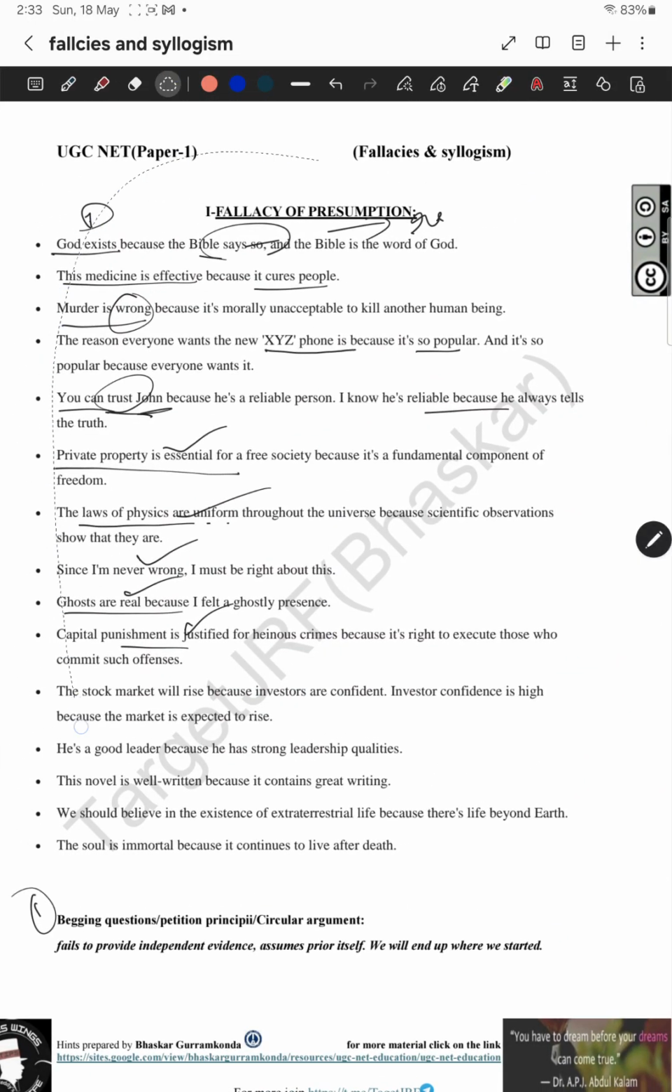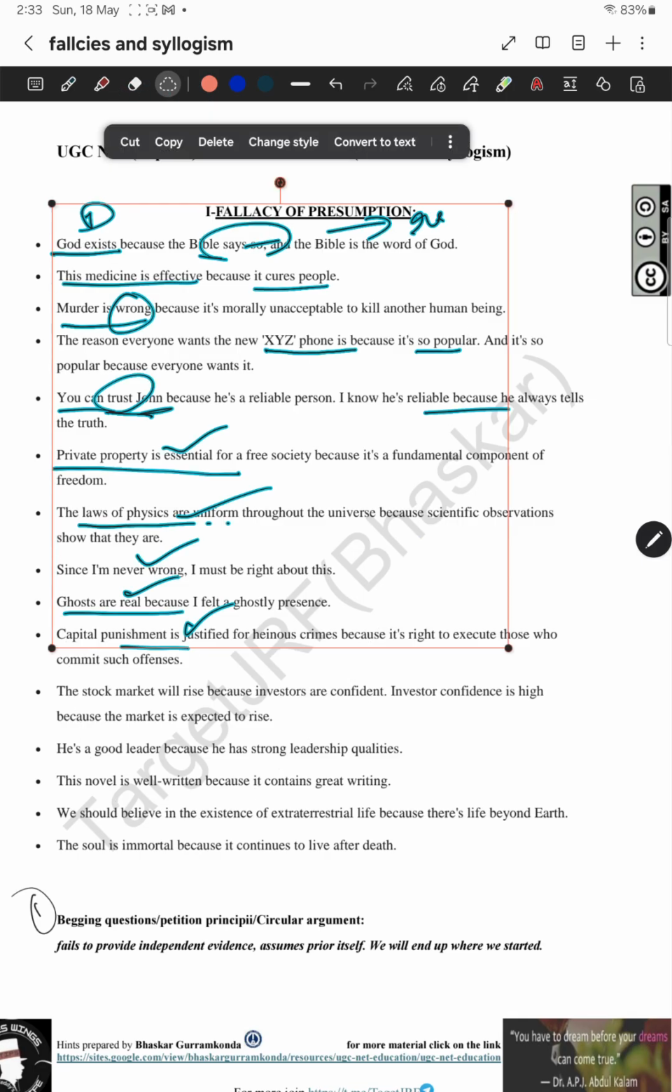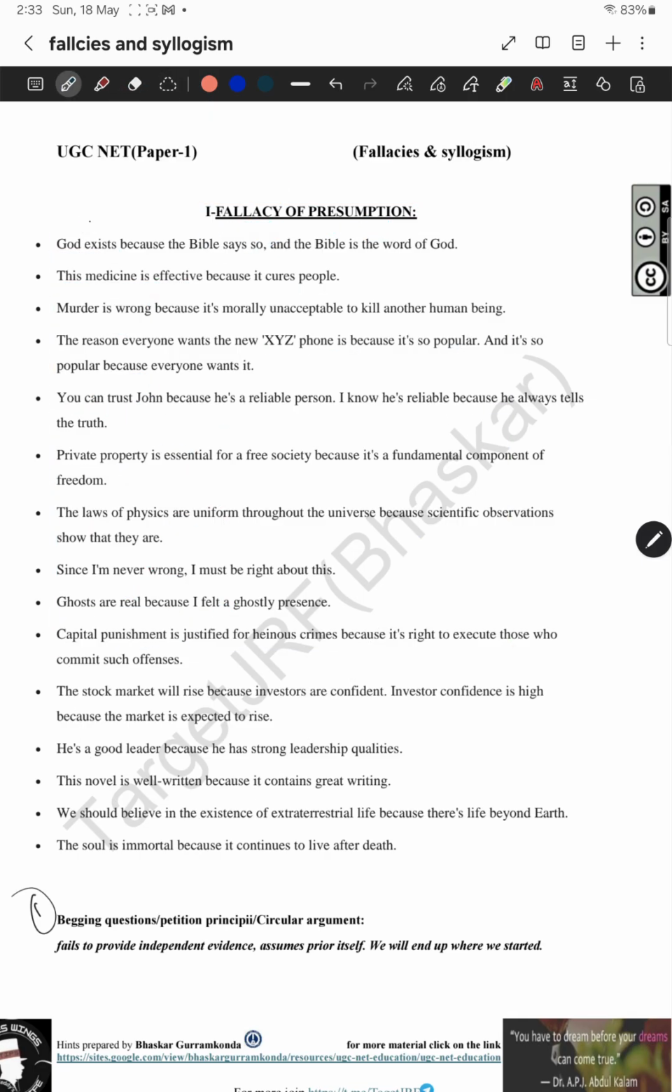Begging the question is the one where prejudices happen before itself, in prior. It is very easy to understand. See, these all are examples of begging the question. Now you see here in this, God exists because the Bible says so. This medicine is effective because it cures people. Murder is wrong because it is morally unacceptable. If you observe all these examples, what you can identify is: God exists, they already said God is existing. Medicine is effective, they already said medicine is effective. Murder is wrong, they already said murder is wrong.